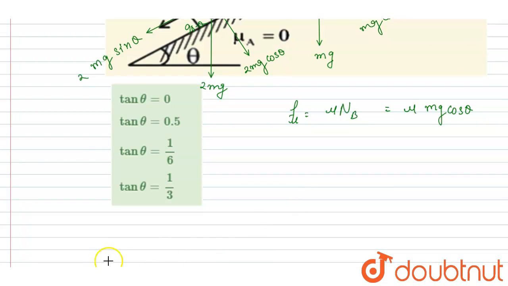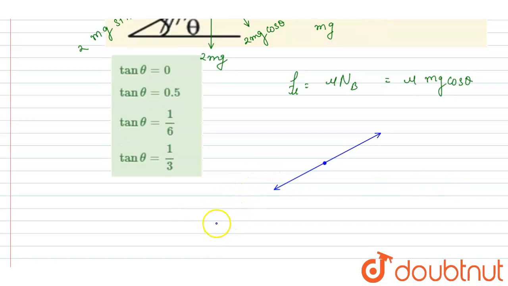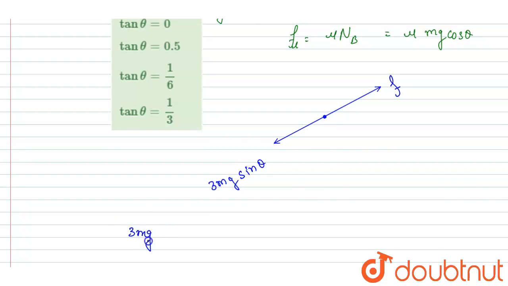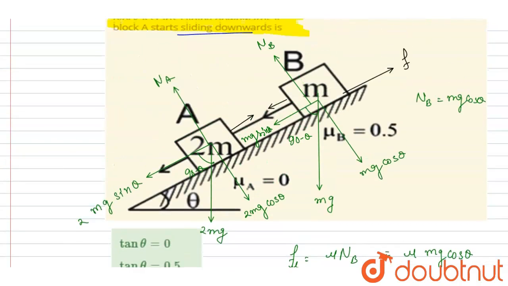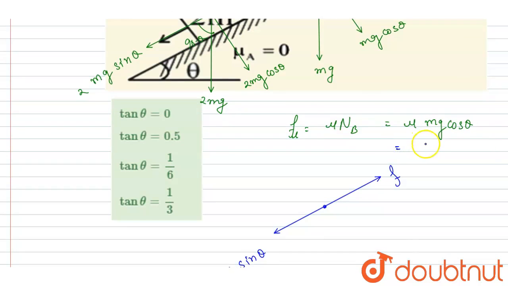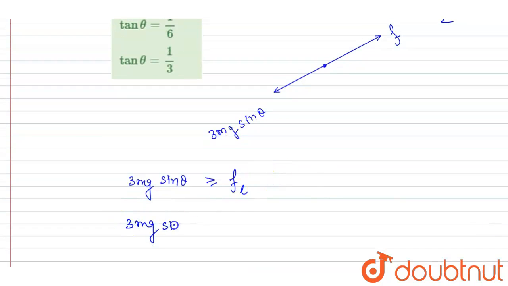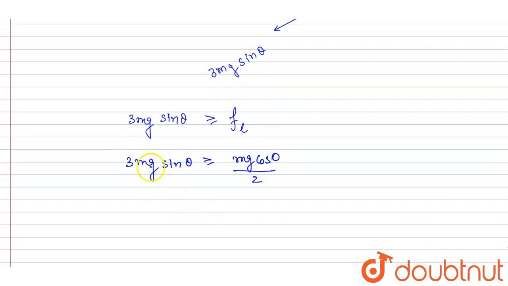Now we'll come to the system, because, as I told you, the two will either move together or they will not move. The net force in the downward direction is 2 mg sin theta plus mg sin theta, that is 3 mg sin theta. If I want them to move, then 3 mg sin theta along the plane will be more than the limiting friction. Put the value of limiting friction, and mu is given here as half, so the limiting friction is mg cos theta by 2. So 3 mg sin theta is more than mg cos theta by 2. From here mg will get cancelled out and you will get tan theta is more than or equal to this.